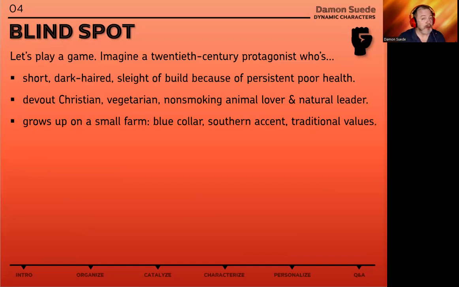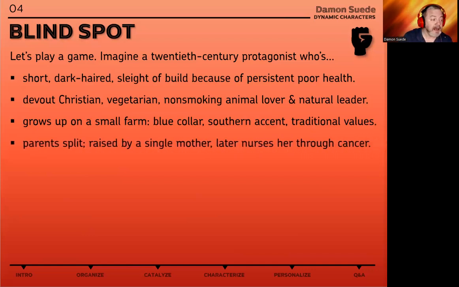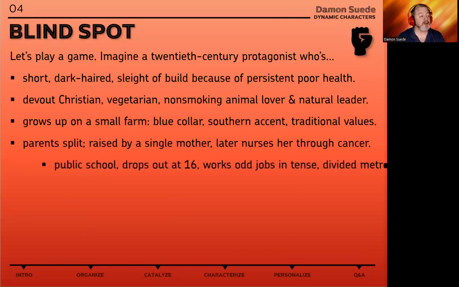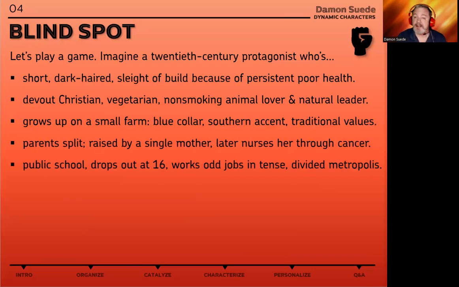And they have these rock ribbed traditional values that sort of shore up everything that they ever do, think, and are. Their parents split pretty early. They're raised by a single mom, and they later nurse mom through a bout of pretty awful cancer. This person goes to public school. They drop out at 16, actually, to take care of mom.